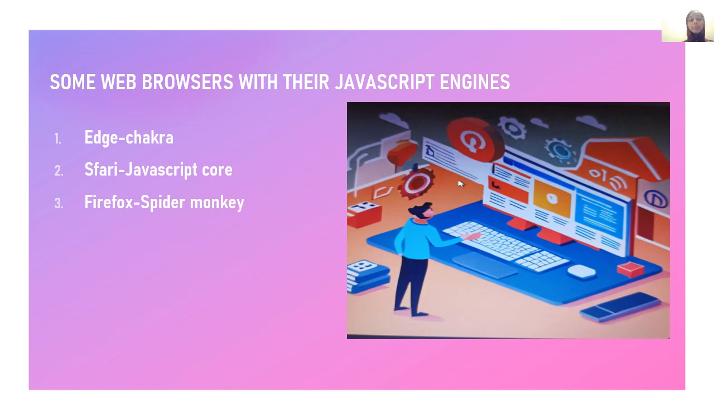Additionally, JavaScript can also be used to create animations and other visual effects of a web page. We can see some of the web browsers with their JavaScript engines. For Edge, that is Chakra. Safari uses the JavaScript engine called JavaScript Core, and Firefox uses SpiderMonkey. So it totally depends on the web developers how they use JavaScript, because it can be used for several things in web development. One of the most common uses of JavaScript is to validate the data given by the user in the form fields.